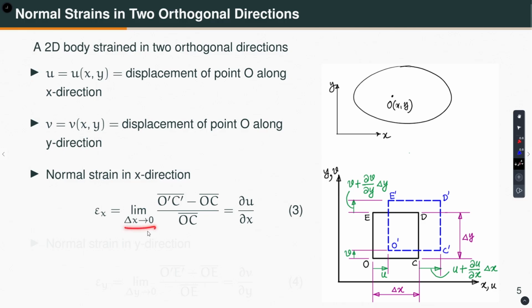In the limit delta x tending to 0, that means this line segment length is tending to 0, it is O prime C prime, that is this length, minus this length, divided by this length. So, what is that?